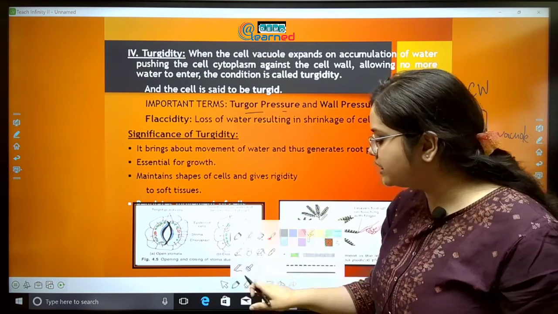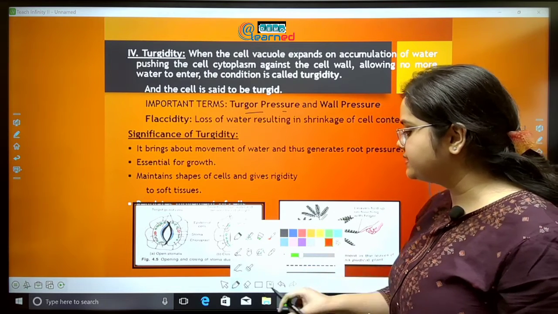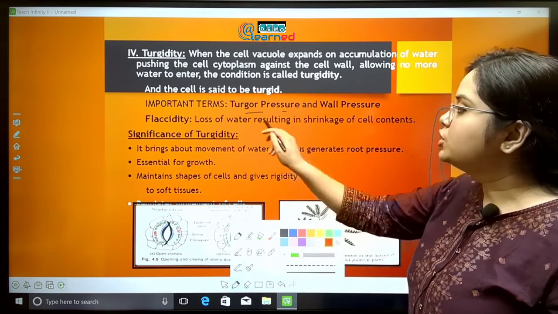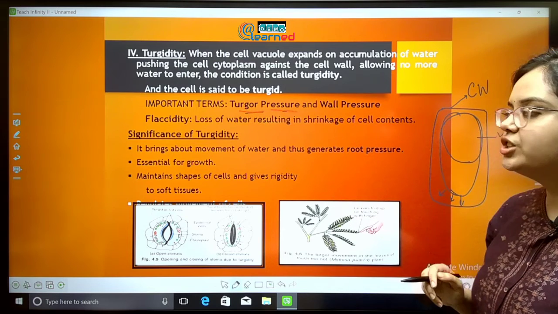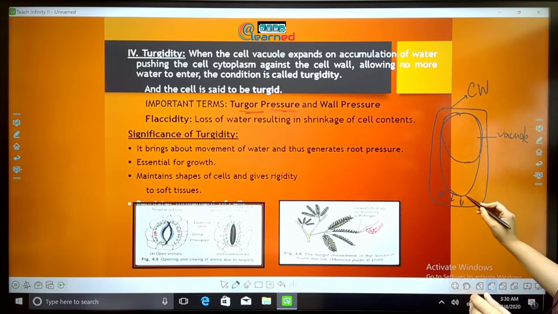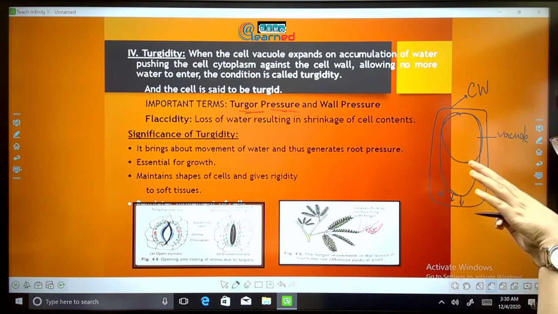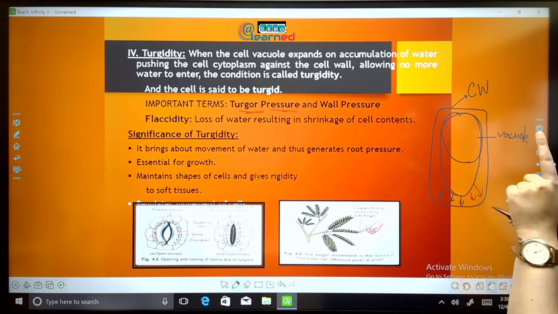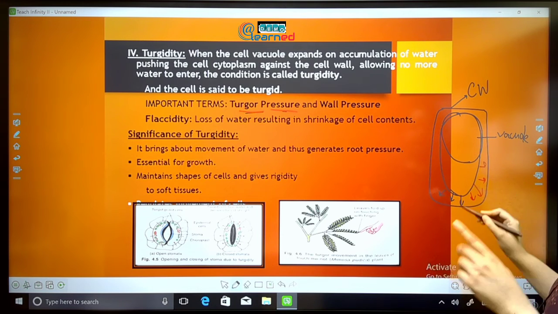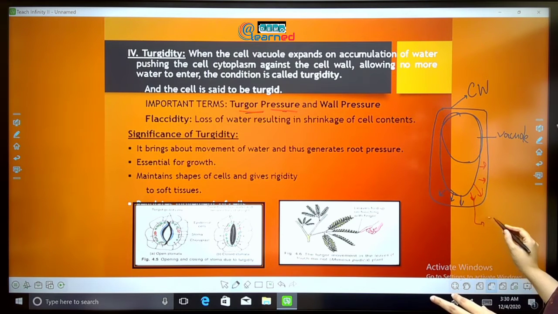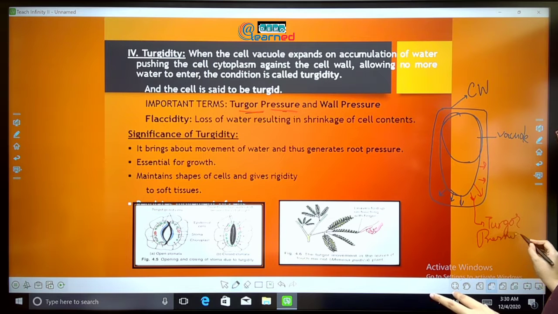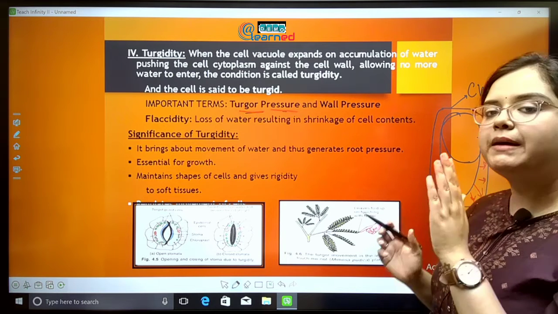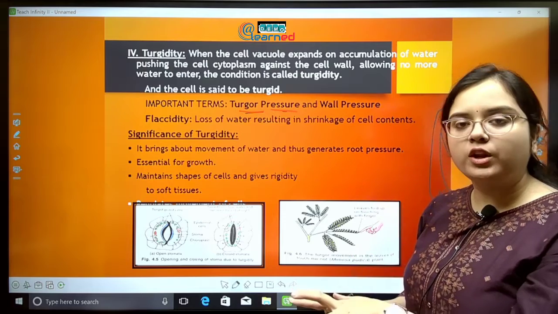So, that gives rise to a pressure known as Turgor pressure. Again, I will use a different pen color for you to understand in a better way. So, Turgor pressure. What is Turgor pressure? When cellular contents are putting a pressure on the cell wall, because of turgidity, that is known as Turgor pressure. Very important terminology, often asked in your exams.